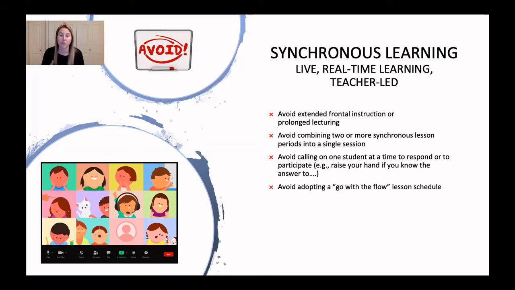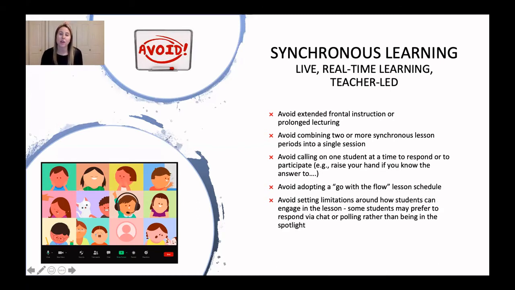We want to avoid a go with the flow lesson structure. As much as possible, we want to outline what the schedule is going to look like within the context of that class meeting. So what are we going to accomplish in that lesson? Sometimes the schedule does change, and that's okay, but most of the time we want to have a clear idea, a clear outline of the session expectations.